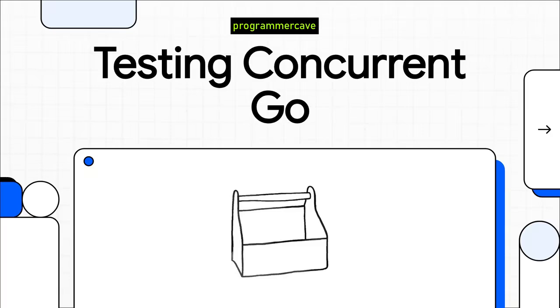All right, let's talk about one of the toughest things to get right in Go, testing concurrent code. When your program is doing a million things at once, how do you actually make sure it's working correctly? Well, today, we're going to build your toolkit for mastering exactly that.